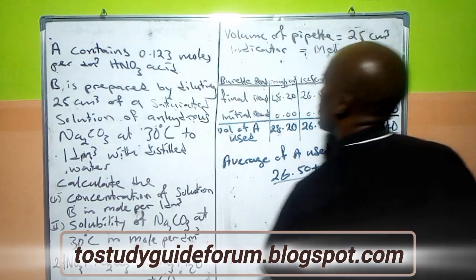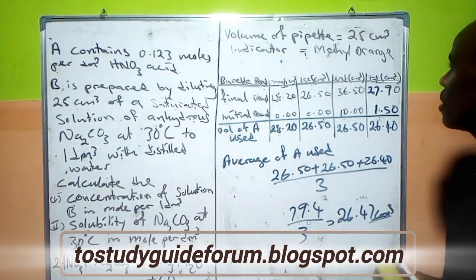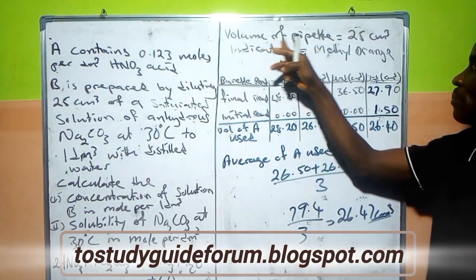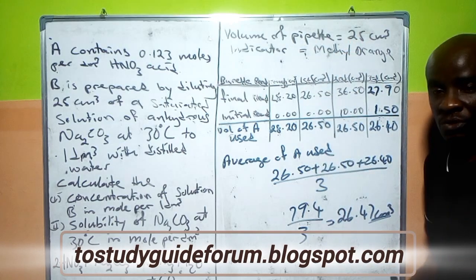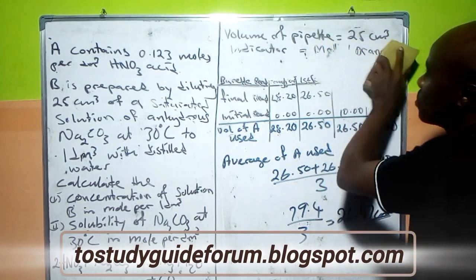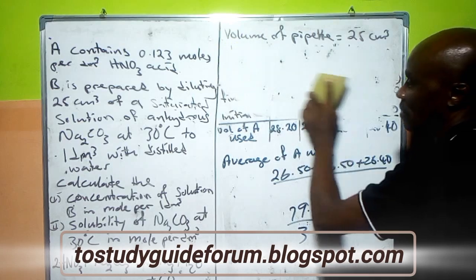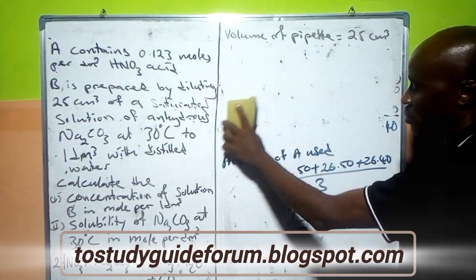So that's what we're going to be doing now. Let's see how far we can go with that. We have our volume of the equipment here. The pipette is 25 cm³, and we use methyl orange for doing this. That means 25 cm³ will serve as the volume of the base we use.